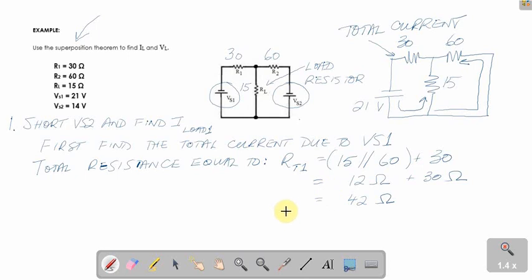So next, let's find the total current. Again, we could call that total current 1 if we wish, because we're going to do this again for VS2. The total voltage supplied by VS1 is 21 volts. We're going to put that over 42 ohms, and we get 0.5 amps.